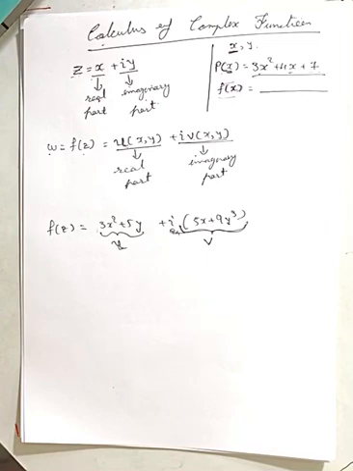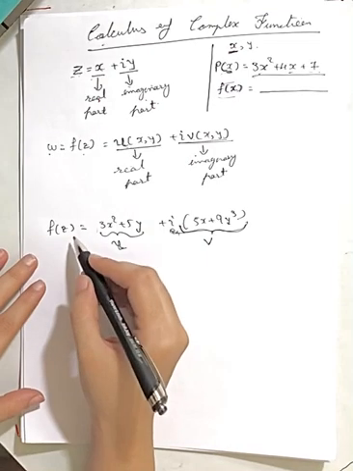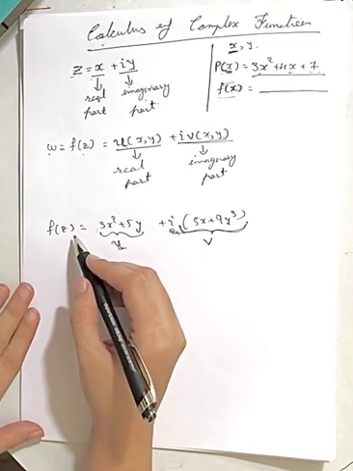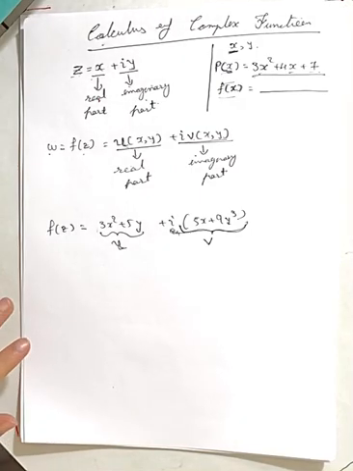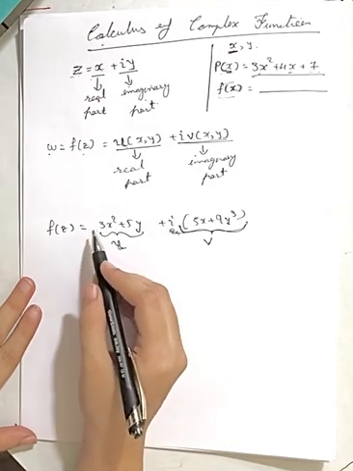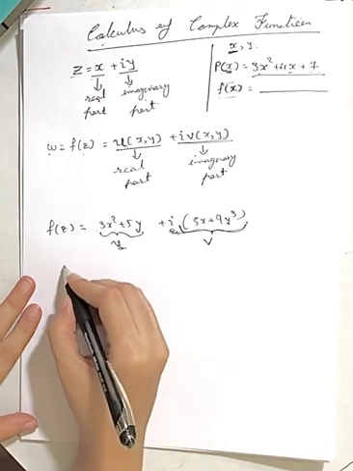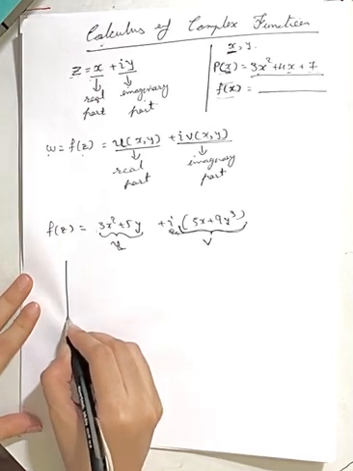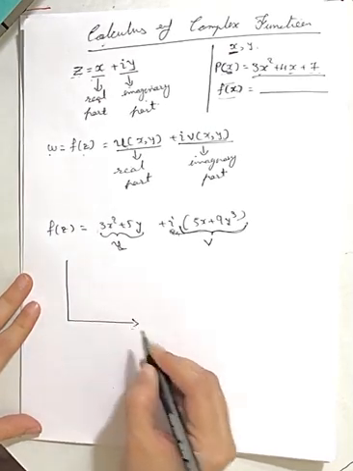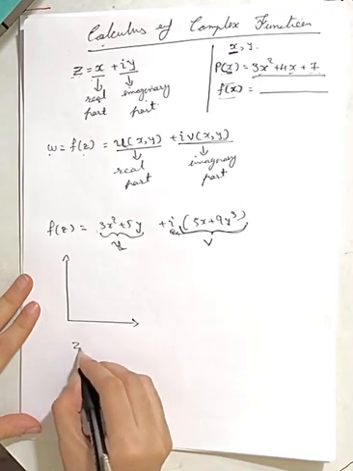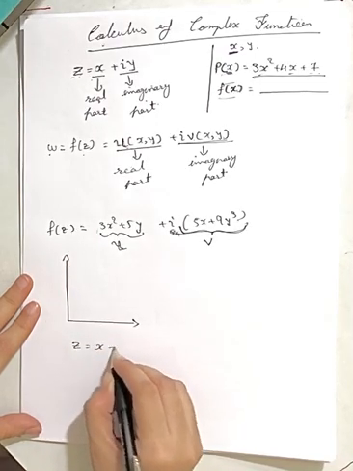Now, how is this function described on a plane? Before we understand how the function is described on a plane, let us see how z itself is described on a plane. So z is x plus iy.